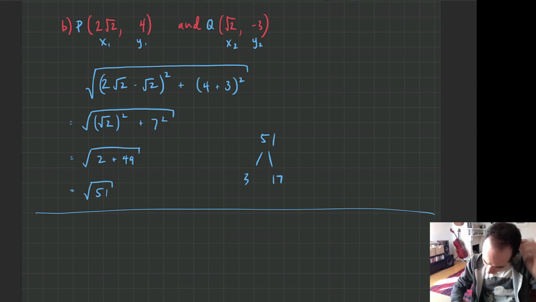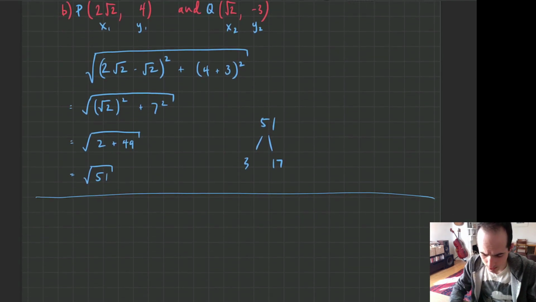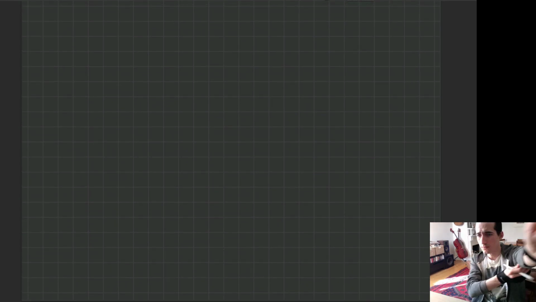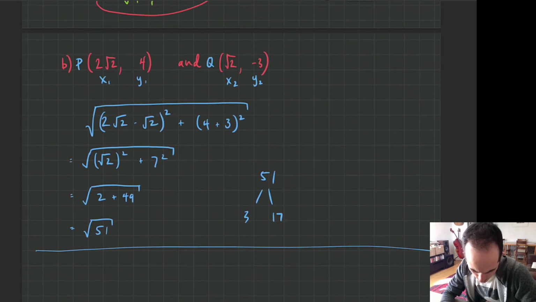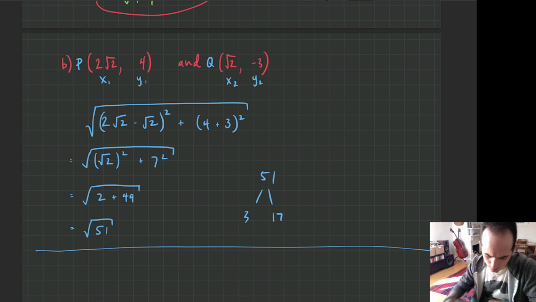Okay, so that's pretty much all I want to do for the distance formula. The next thing I want us to do is... hold on a second. Oh, why wouldn't we write this as 3 times 17 squared?